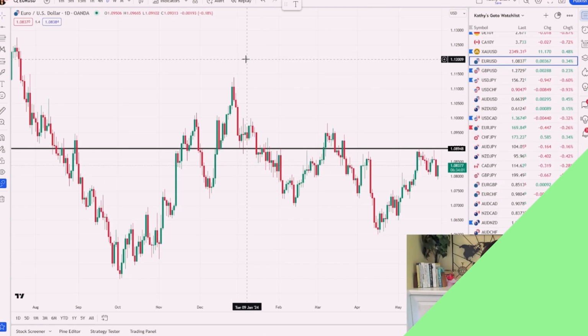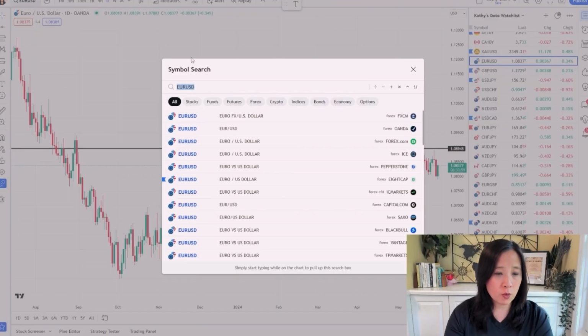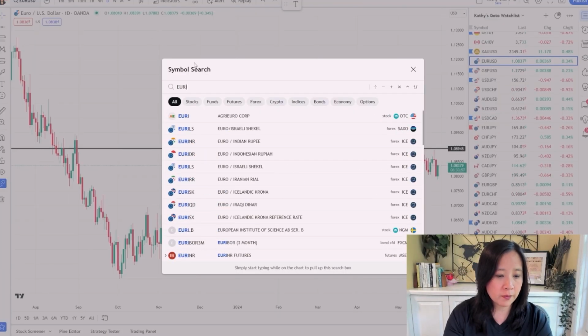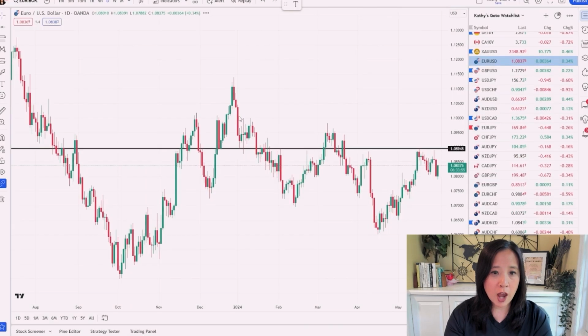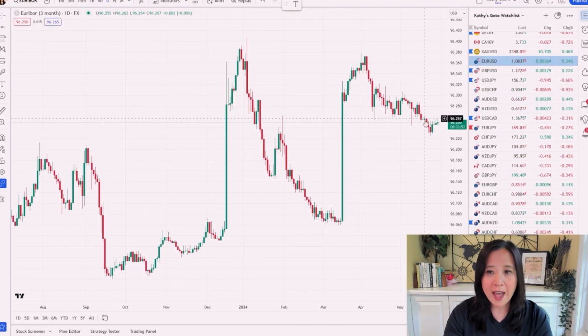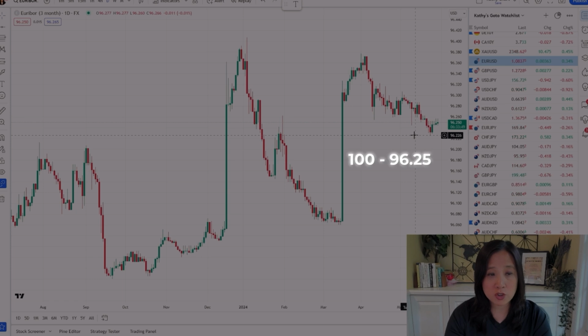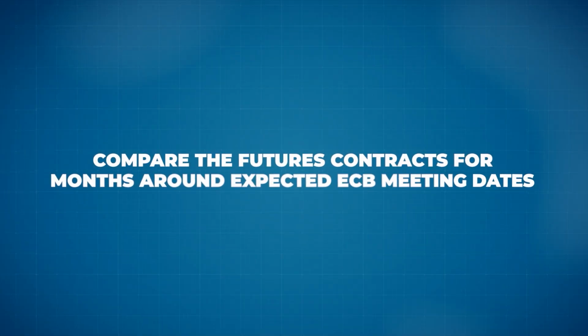Now, you can turn to trusty Google to get your current Euribor rate, or you can actually go to your TradingView charts, which I think most of you have. So on your TradingView chart, what you want to do is type in Euribor. And you'll see Euribor 3-month rate, and it's here at 96.25. And so the calculation would be 100 minus 96.25. To determine the ECB's rate change expectations, you need to compare the futures contract for the months around the ECB meetings.